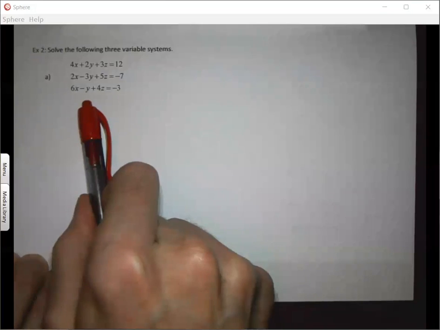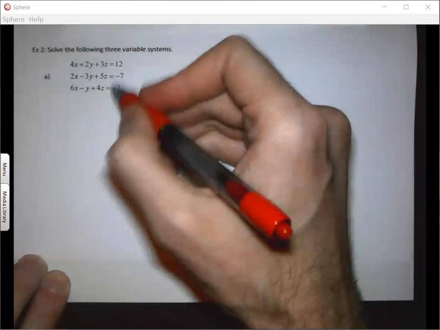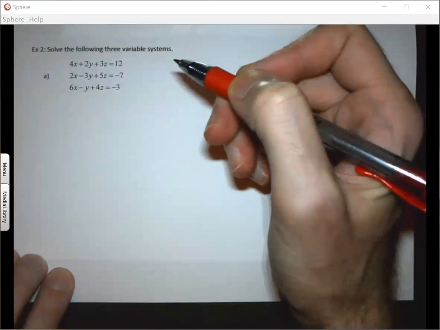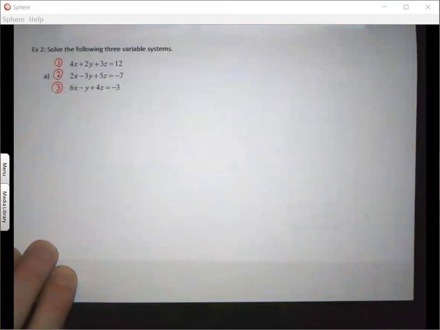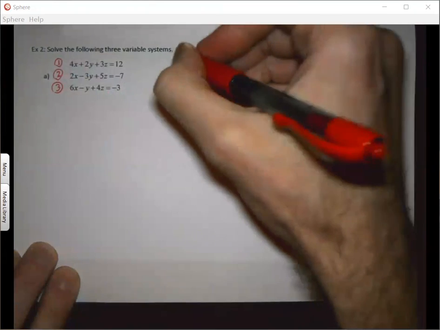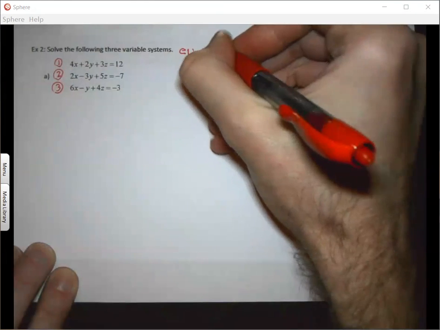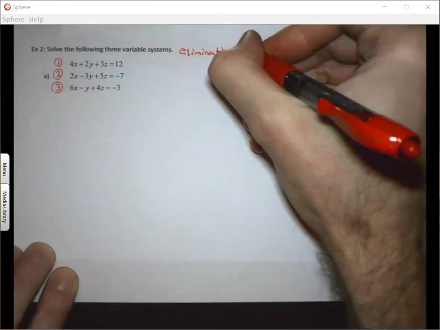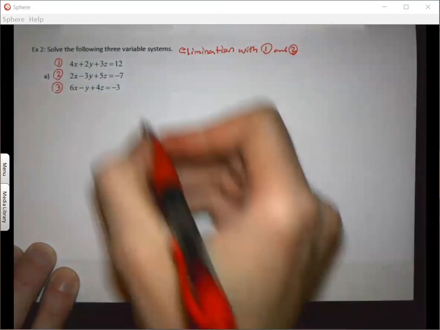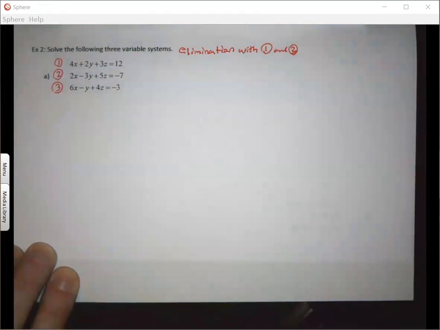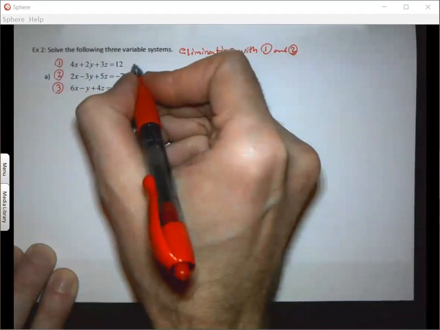So for problem A, we're going to use elimination. Our first step is to choose any two equations to do elimination with. To help us keep track, I will number them 1, 2, 3. And for a start, I'll just choose 1 and 2. You can choose any variable to eliminate. So I'm going to eliminate x. I'll keep this equation the same.